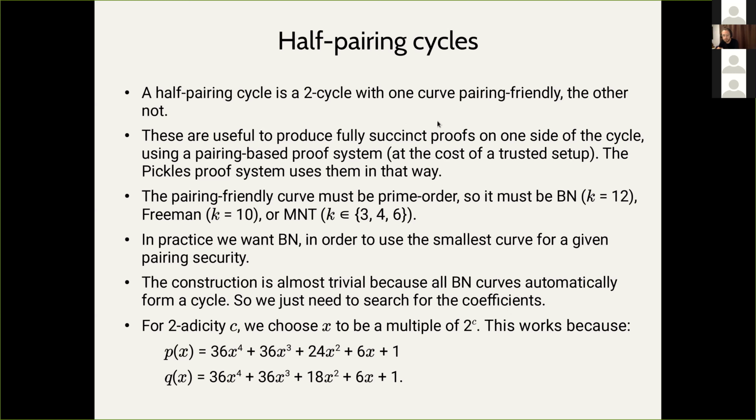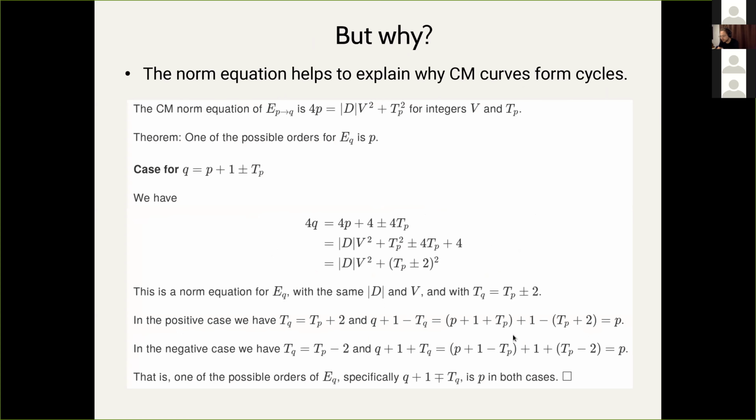In order for curves to form a cycle, they have to be prime order, so that the orders are within each curve's Hasse interval. And that restricts us to some families of pairing-friendly curves like BN, Freeman, or MNT. In practice, we want the curve to be as small as possible for a given level of security. So we want BN curves. And it turns out to be trivial because all BN curves will form a two-cycle. So we just search for the coefficients. That's just a consequence of this.